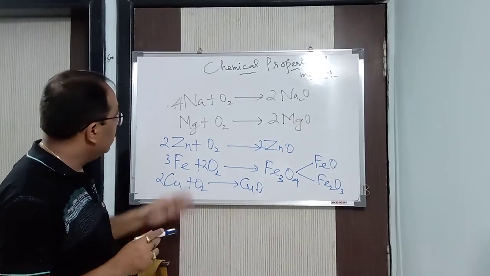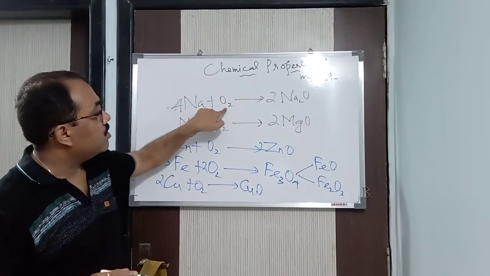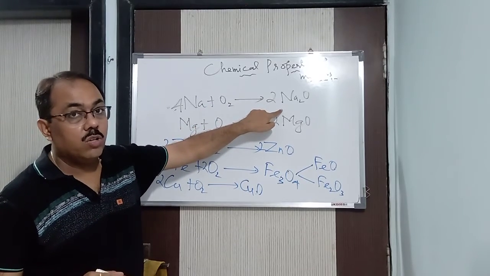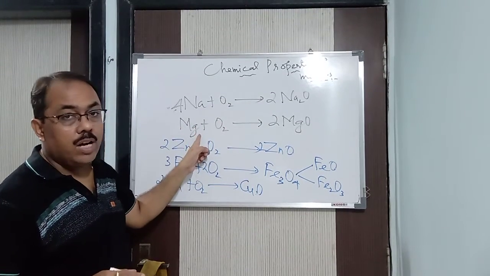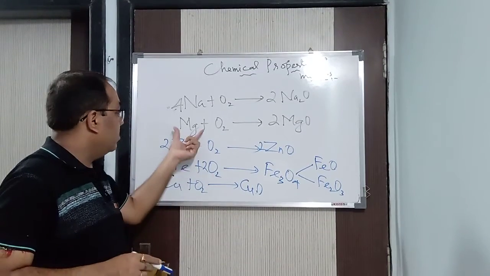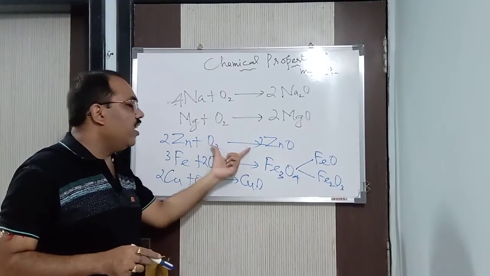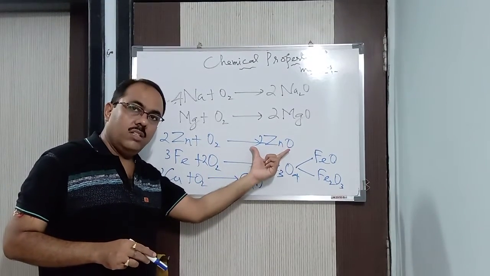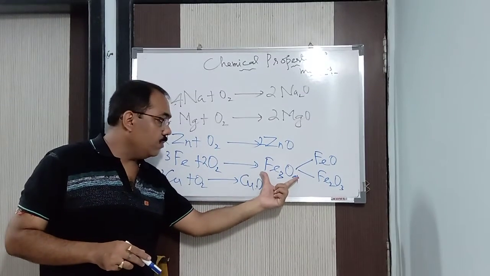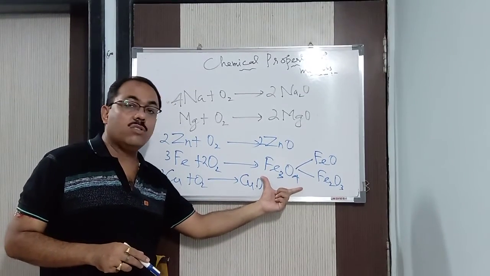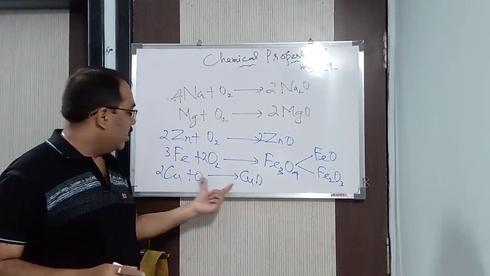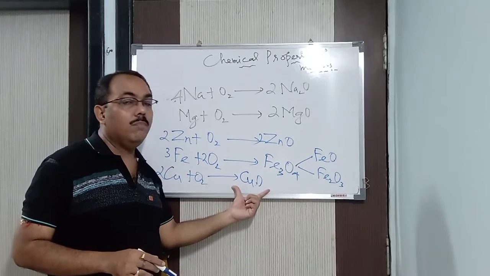So sodium, under ordinary conditions, when I bring it in contact with air, after some time catches fire and burns with a golden yellow light. Magnesium, when heated, burns with a dazzling white light to give magnesium oxide, a white residue. Zinc, I have to heat for a long time and it burns with a bluish flame. Iron does not burn, it gives you triferric tetroxide, also called the magnetic oxide of iron. Copper you have to heat for a long time to give black copper oxide.